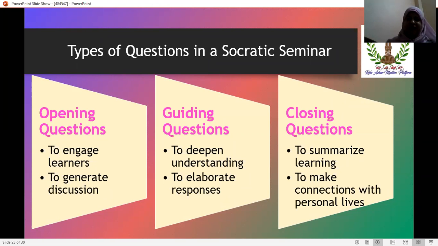So again, these are the 3 types. Engage learners at the beginning, guide them to analyze and evaluate, then they summarize and connect to their lives.